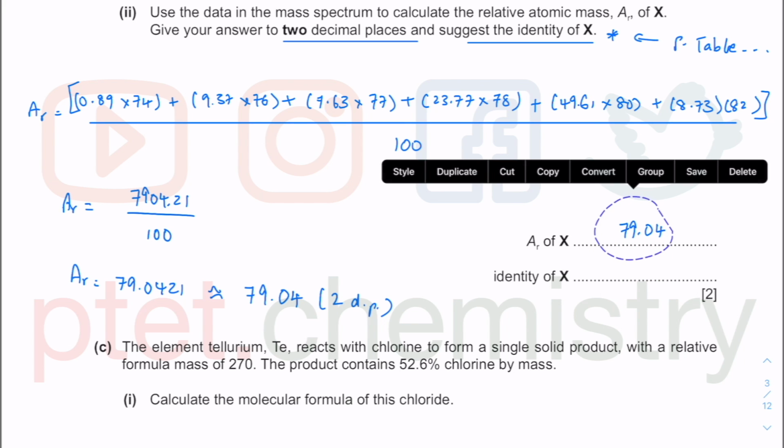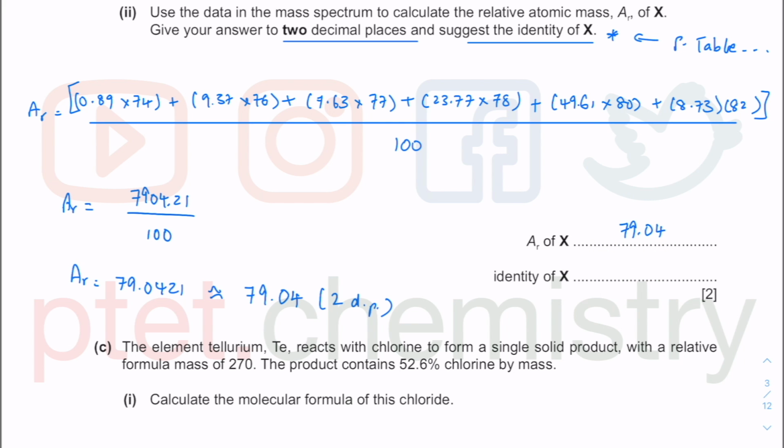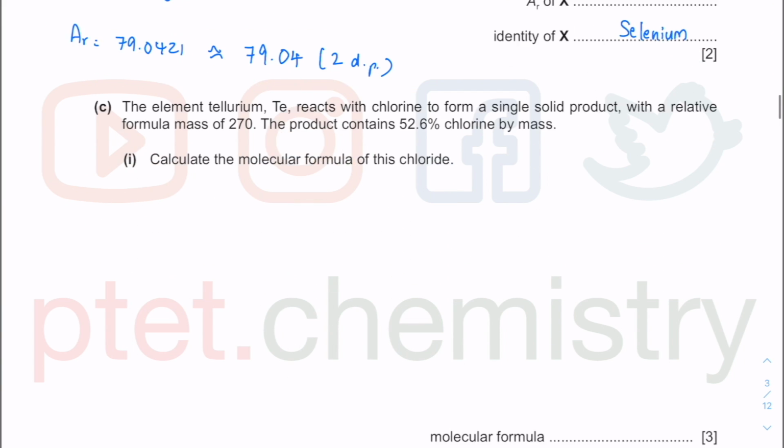So straight onto your data booklet and have a look in your periodic table. So 79, look for the mass number. So 79.0, that looks to be the element selenium. So selenium on my A-level periodic table has a relative atomic mass of 79.0, stated in the periodic table there.